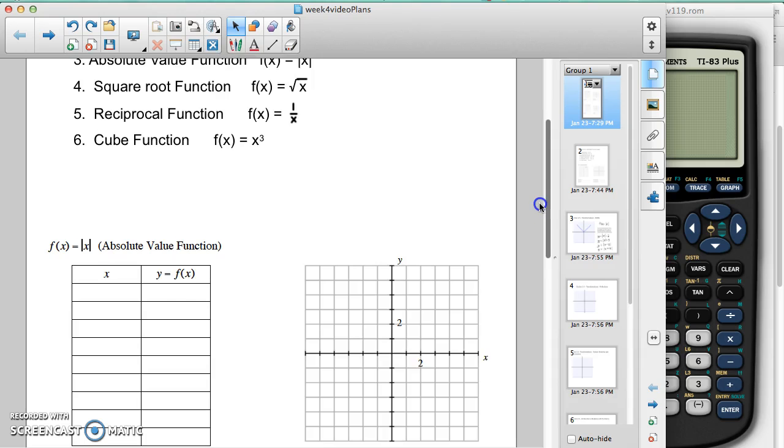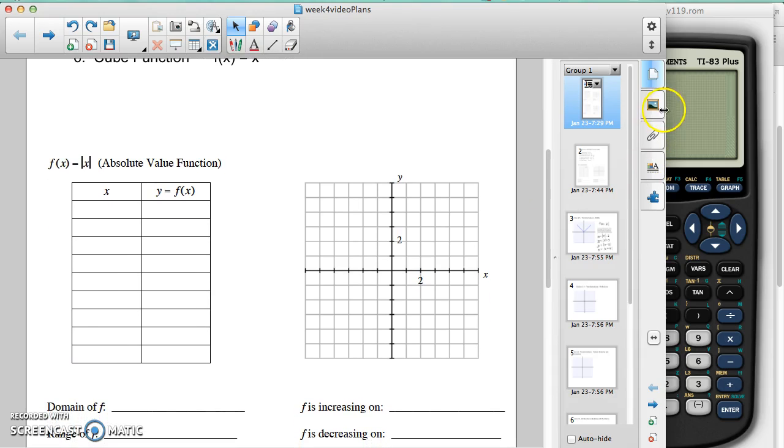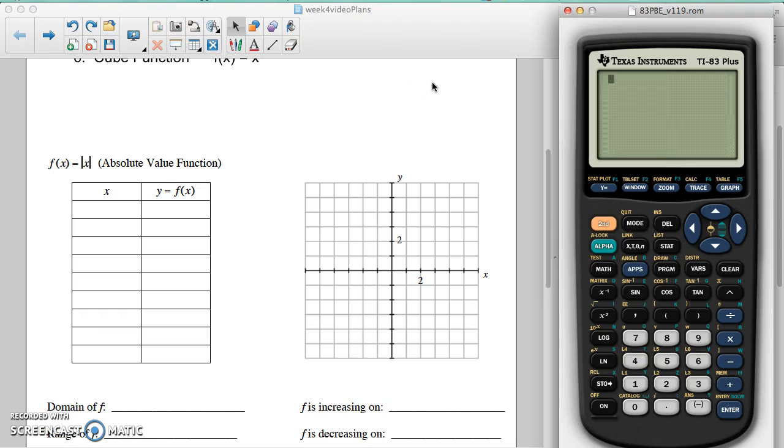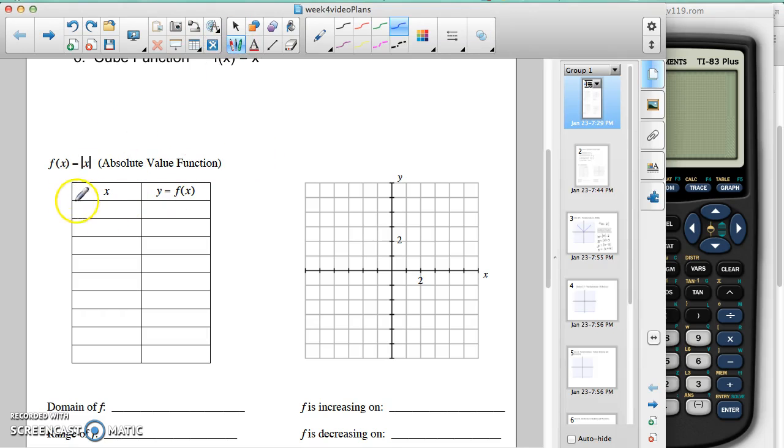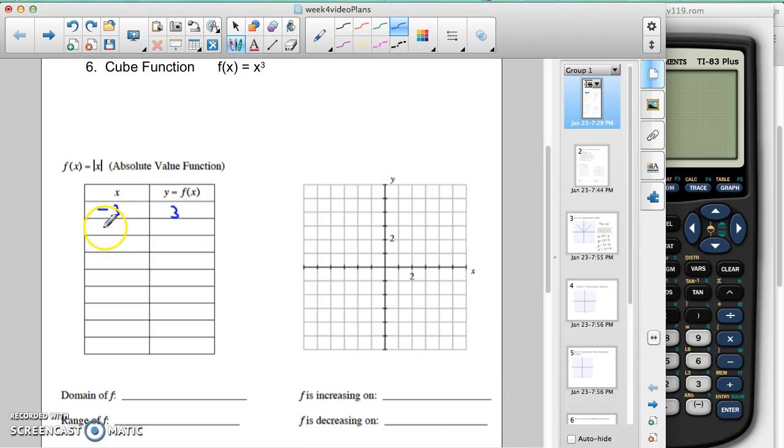The absolute value function is a function where the value is the distance from 0 of the input. So if we put in a value of -3, the absolute value of that is going to be +3 because it's 3 units away from 0. So -3 gives us +3. -2 is going to give us +2 because that's 2 units away from 0. -1 is going to give us +1 because it's 1 unit away from 0.